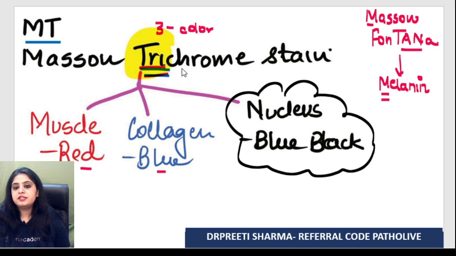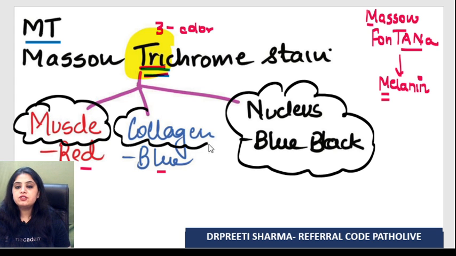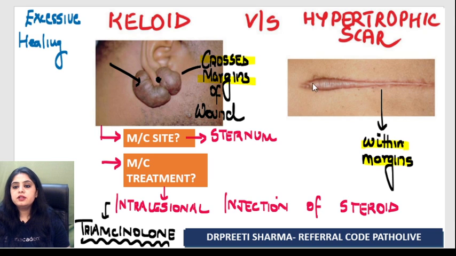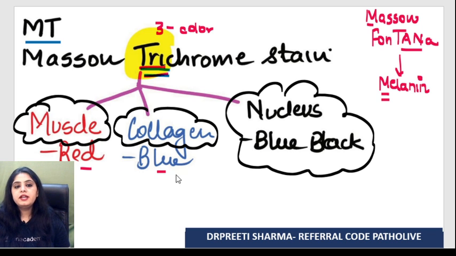Why am I using this stain? I am using this stain whenever I have a confusion between whether I have muscle or I have collagen. For example, over here, you were confused. Is this overgrowth of muscle or is this overgrowth of scar, collagen? So you'll put a Mason trichrome. One will be red, one will be blue.